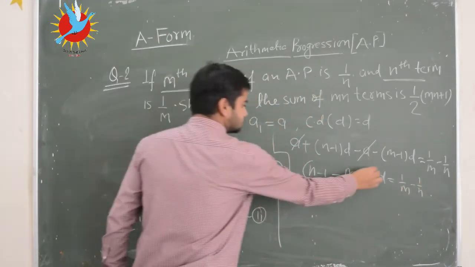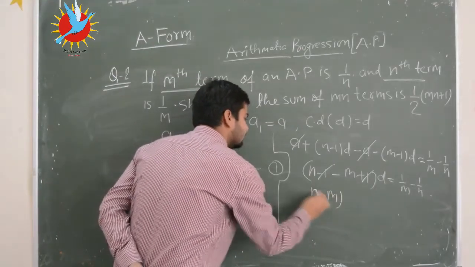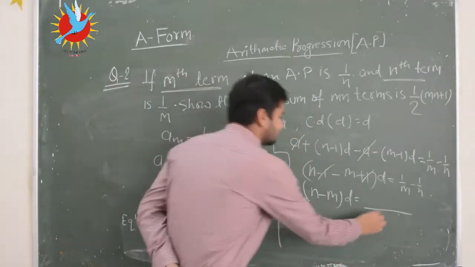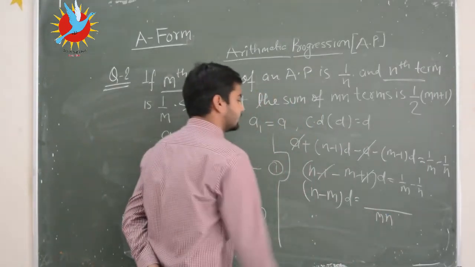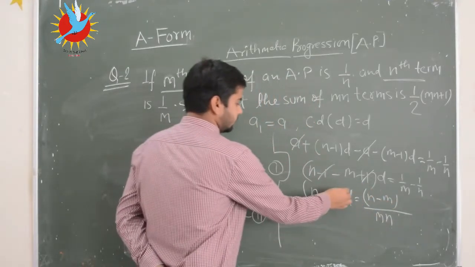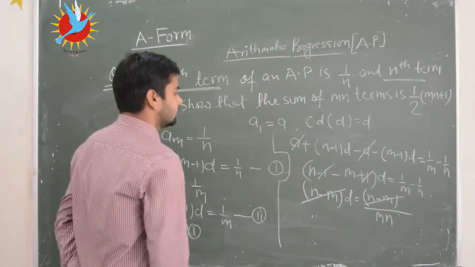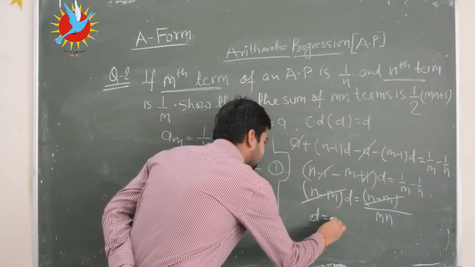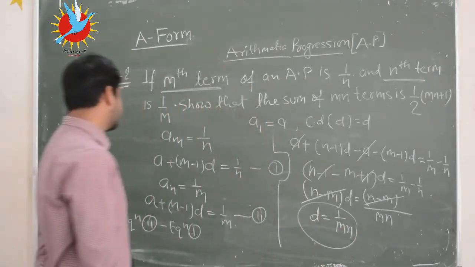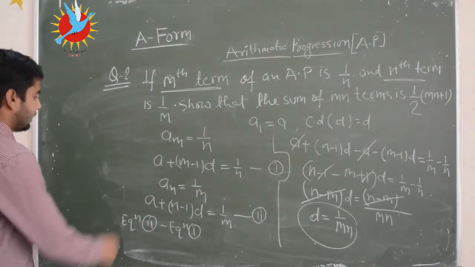Okay, so this plus 1 and minus 1 will get cancelled out. We will get (n minus m) into d. If we take LCM as mn, so in the numerator we will get n minus m. So we can see here in the numerator we have n minus m and n minus m. So this will get cancelled out and we will get the value of d as 1 upon mn. So we got our one variable d as 1 by mn and another variable we have is a.